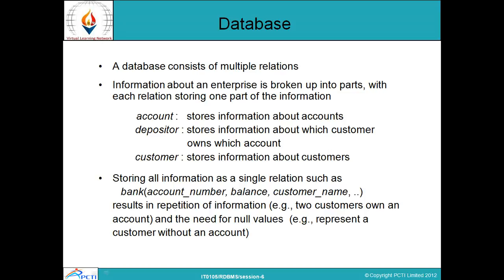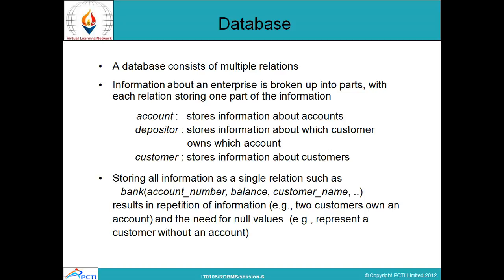customer, which stores information about customers. Storing all information in a single relation, such as bank account number, balance, customer, would form one relation here. The result is repetition of information, because the same information is entered in different tables again and again. For example, if two customers own an account, or we need null values to represent a customer without an account, that can create problems with the help of null values, which we need to rectify.